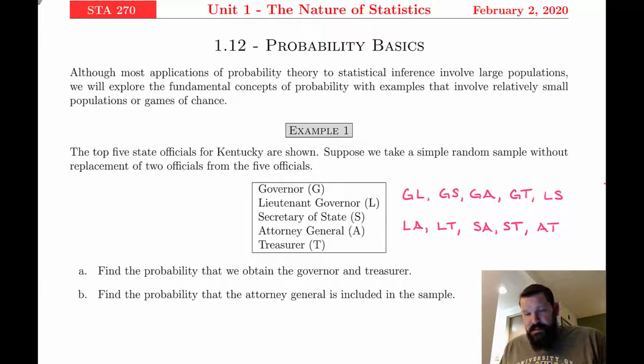We've seen this example before. It's the top 5 officials in the state of Kentucky: the governor, lieutenant governor, secretary of state, attorney general, and treasurer. Find the probability that we obtain the governor and treasurer when we take a simple random sample of 2 officials from the group. I've already written down all the possible combinations of 2 officials, and we have 10 possibilities.